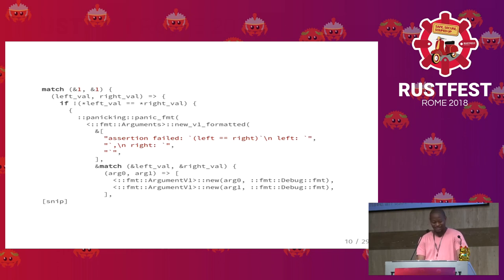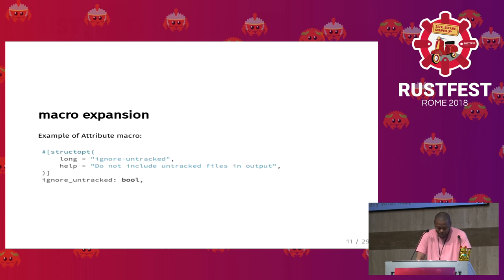It's quite hard to read, right? But this is what's given. You can try to make sense of what's happening. For example, you can see it's a match statement. You're comparing left and right values, and it's going to panic with the message you see, assertion failed, if both sides are not equal.